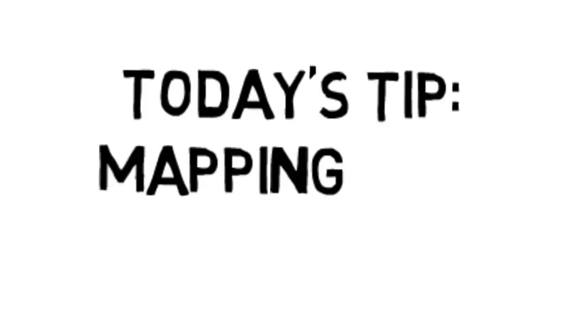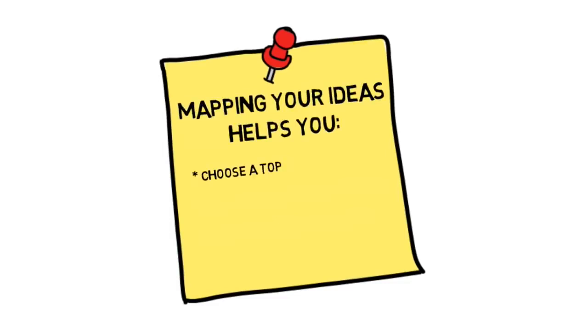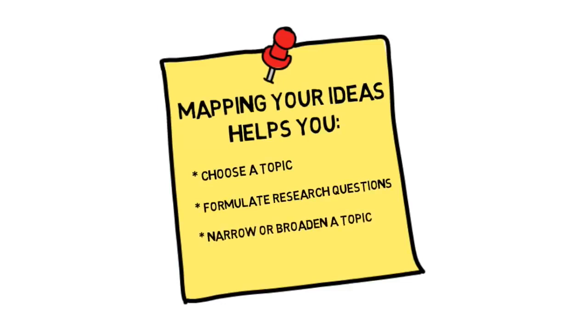First tip, mapping your research ideas. Creating a map of your research ideas is a strategy you can use whenever you need to figure out your paper topic or come up with a list of possible research questions. It's also handy when you need to narrow or broaden the topic of your paper.